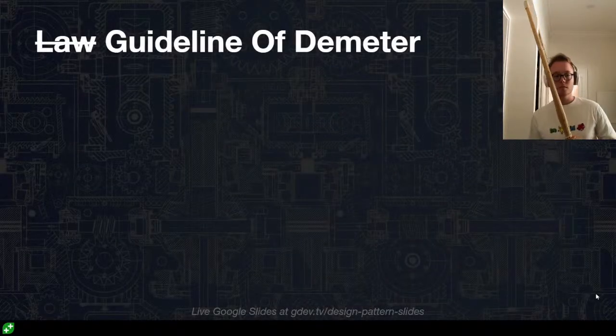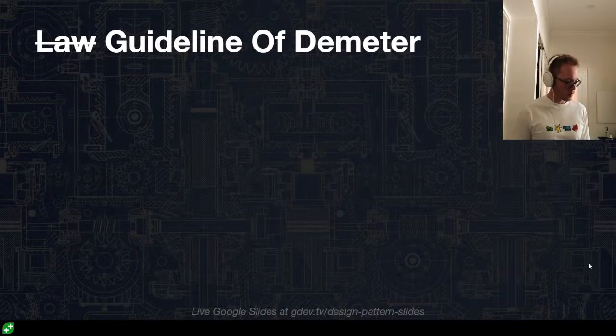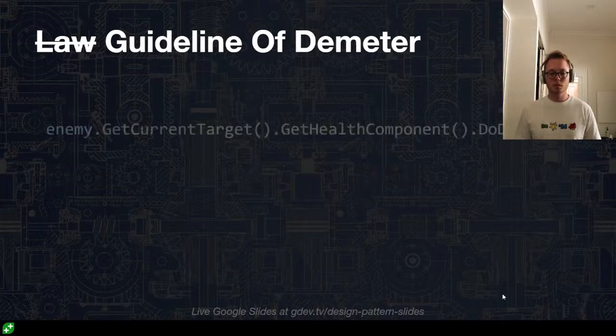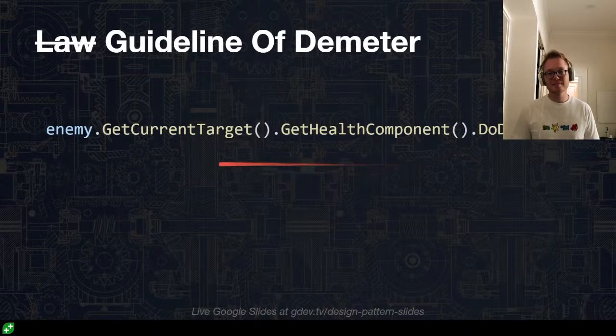So what is this Law of Demeter, or as I'm choosing to call it, the guideline of Demeter, because I don't think it's something that we want to adhere to necessarily too strictly. It needs a little bit of caution when applying it. Now, typically it's referred to as the dots rule, or the multiple dots rule, or the two dots rule. And the idea is that if you see a line like this, you're almost certainly in violation of the law. I hate that.